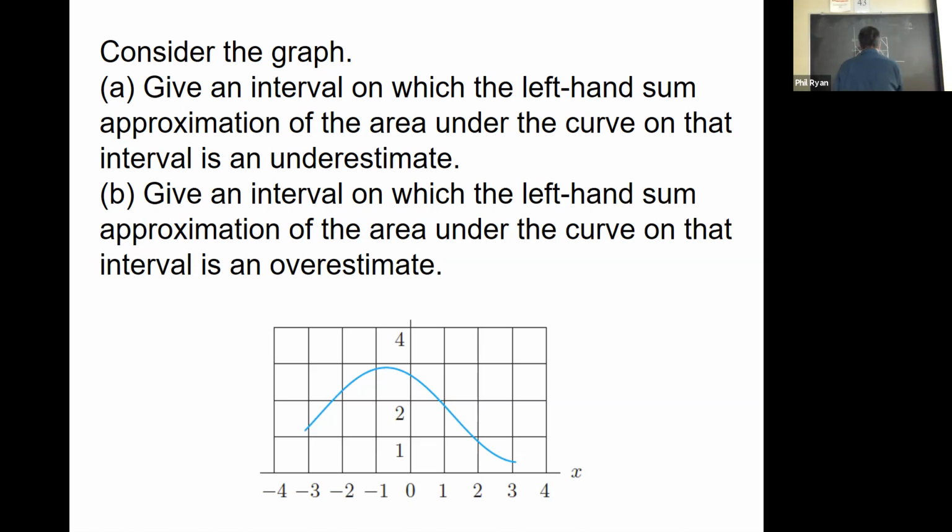Now, let's think about this a little bit. When is the left-hand sum going to underestimate a function? So we want the left-hand points. So if we have something like this, right? This is the kind of situation where the left-hand sum is going to lead to an underestimate, because the left-hand point is kind of like the lowest value of the function on the interval. So what kind of function is this?